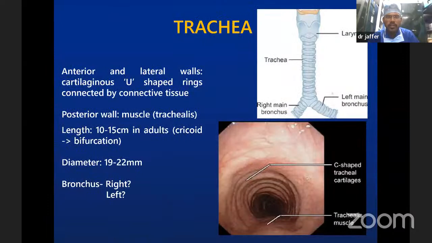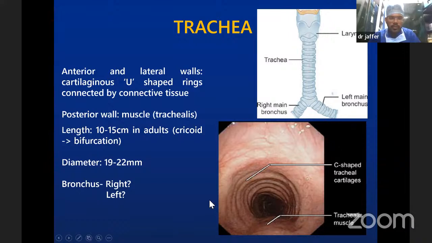Next, moving on to the trachea, fibroscopic anatomy of the trachea. So how can we identify it is the trachea? The trachea is usually a D-shaped structure, and the flat portion is posterior and it is covered by the trachealis muscle. Anterolaterally, it is covered by at least 16 to 20 incomplete tracheal rings.